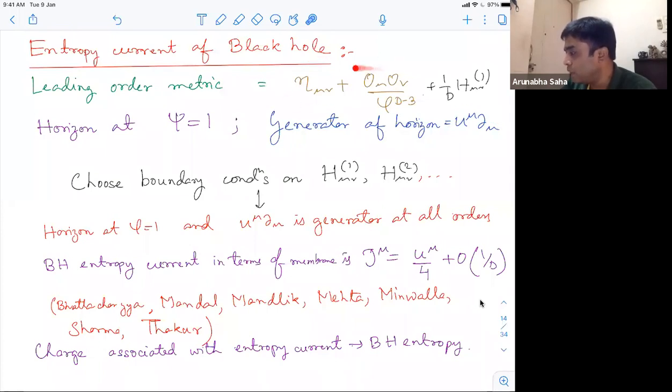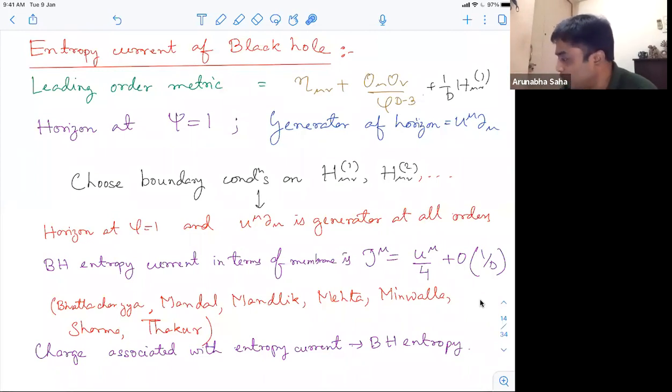This is for this part. And this H mu needs to satisfy ordinary differential equations, so obviously we need to set some boundary conditions on them. We use the boundary conditions to make sure that the psi equal to 1 surface continues to be the horizon and u mu continues to be the generator of the horizon.